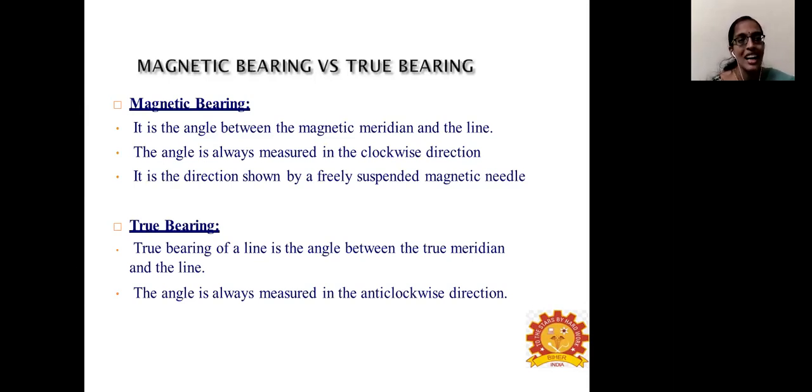Magnetic bearing is the angle between the magnetic meridian and the line, and these angles are measured in the clockwise direction only. It is the direction shown by the freely suspended magnetic needle of the compass. The true bearing is the angle between the true meridian and the line, and it is always measured in the anti-clockwise direction.